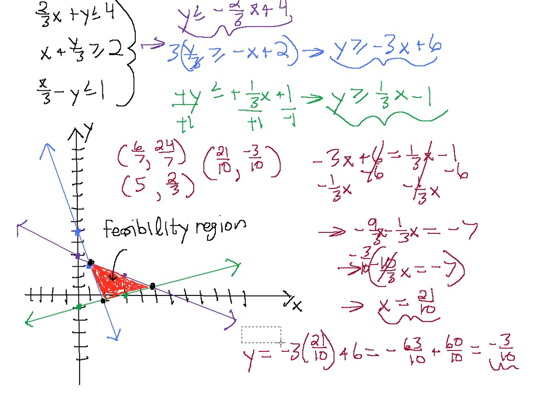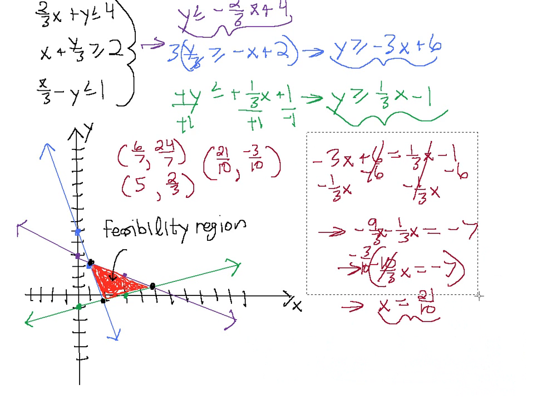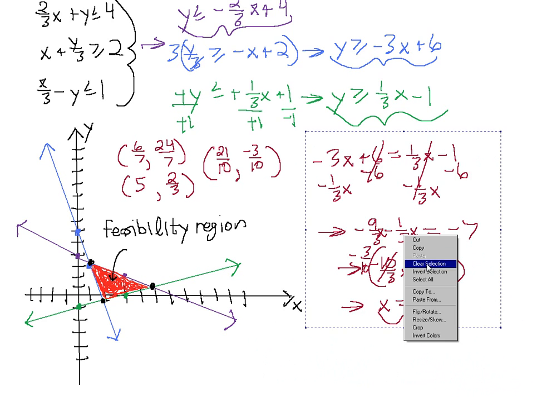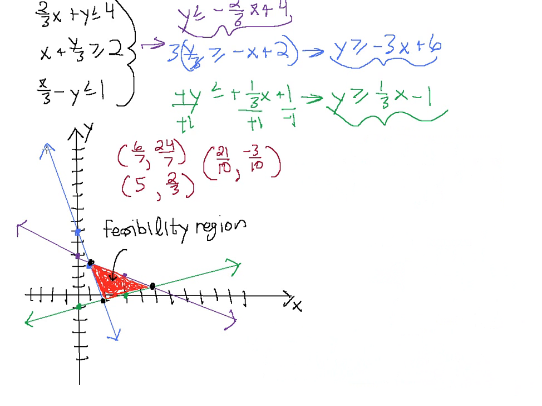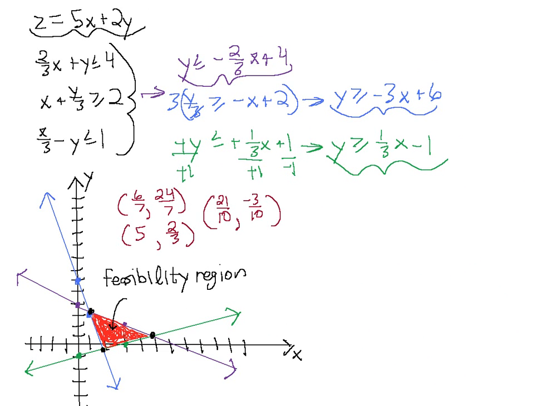All right, now what we're going to do is plug them in one at a time to get a value for all three. One at a time, we're going to plug all three of these values into our cost formula and see which one gives the maximum and minimum value. So we have z equals. Let's use this point first. This is the point right here where the purple and blue line intersect.